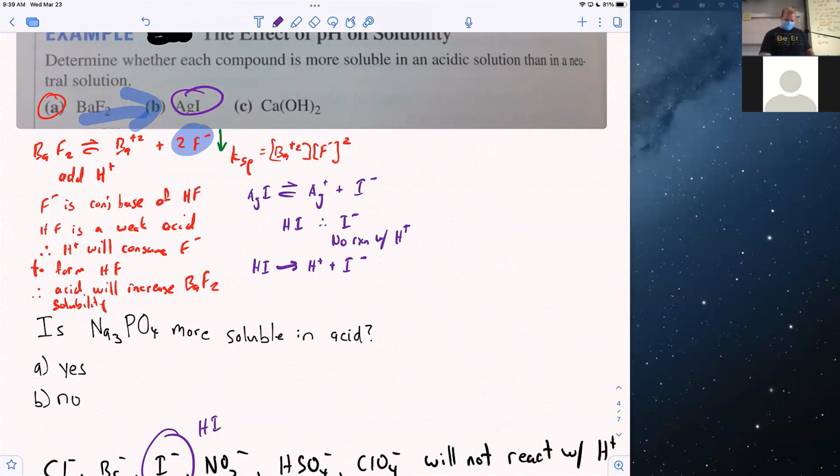Since this time the iodide is not consumed, this one, silver iodide, is not more soluble. It does not react. Make sense?